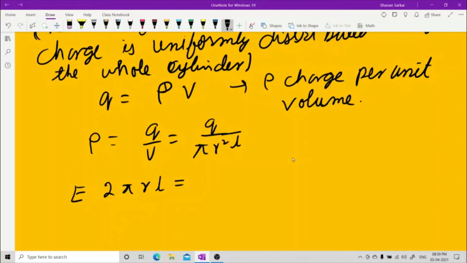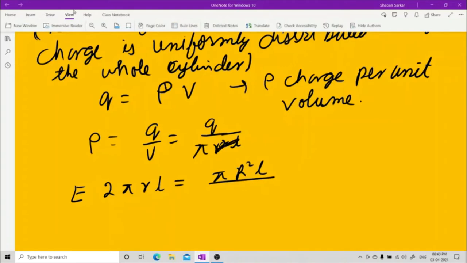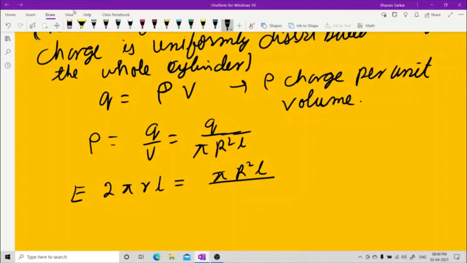Now you see one thing. The total charge Q is the total charge in the whole volume, pi r square L. Just a minute, I made a slight mistake here. Wait a minute. This has to be pi capital R square, no? That complete thing.